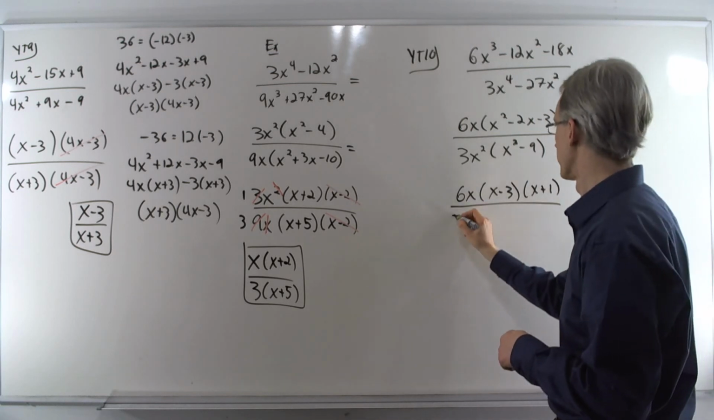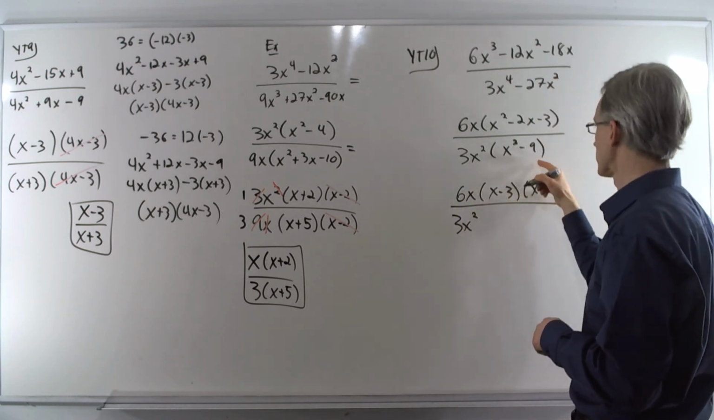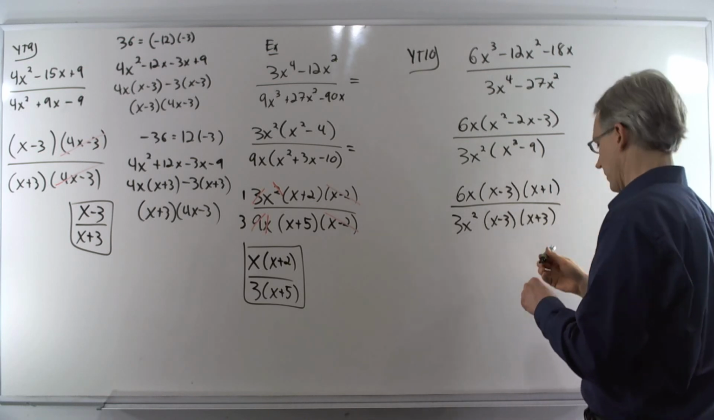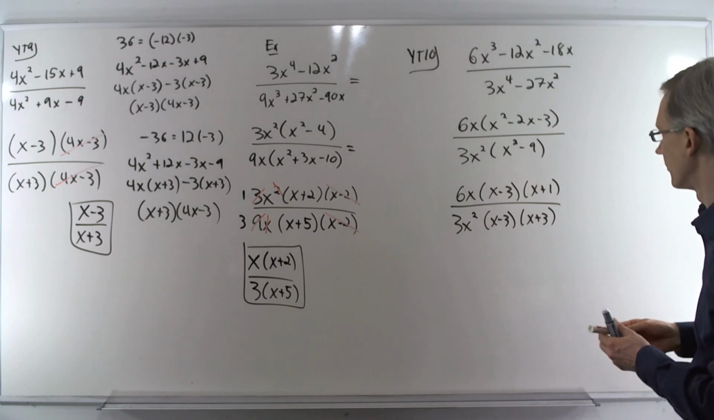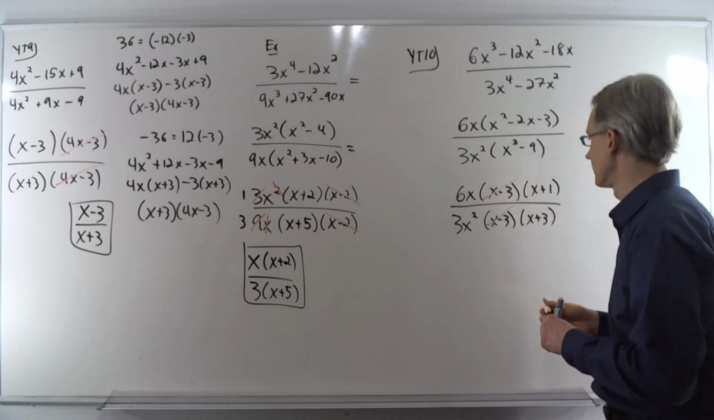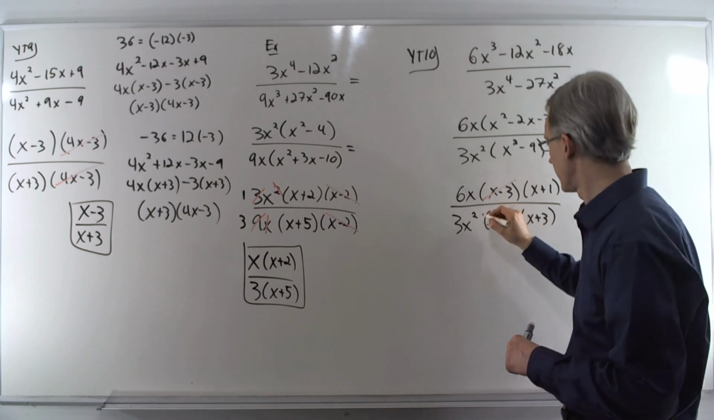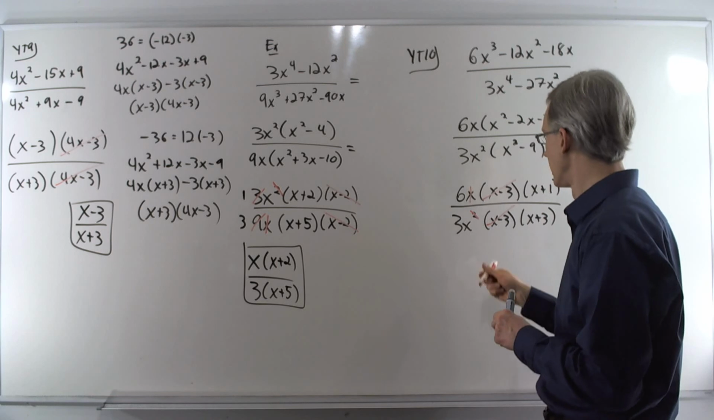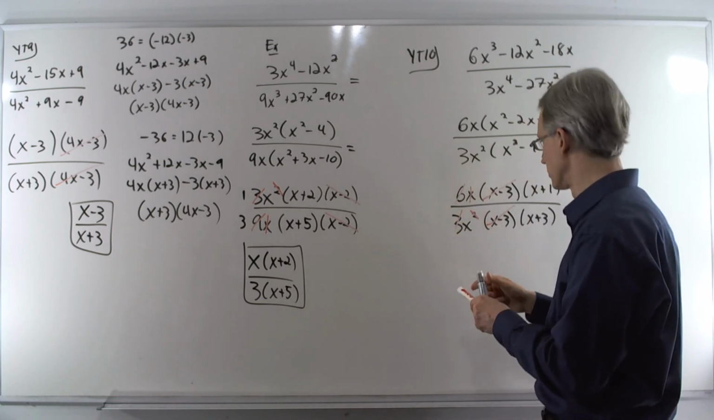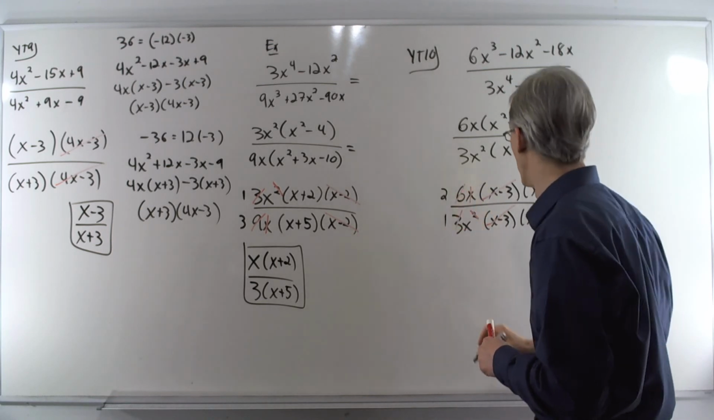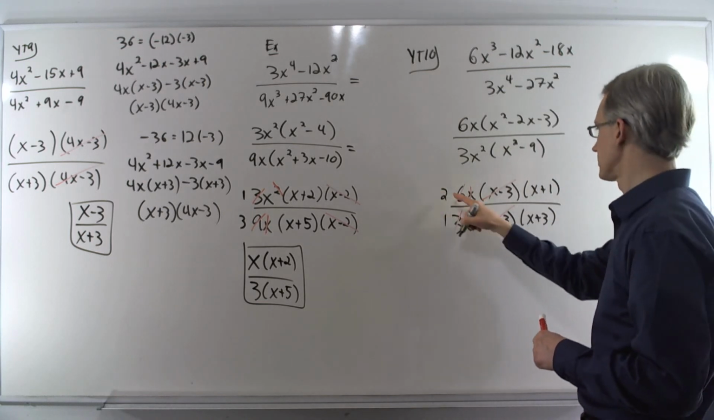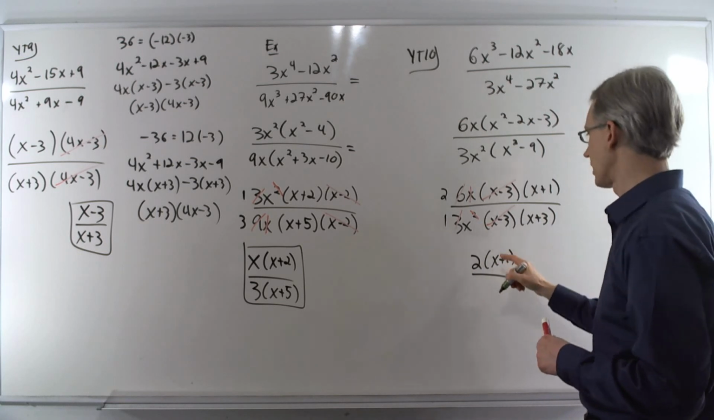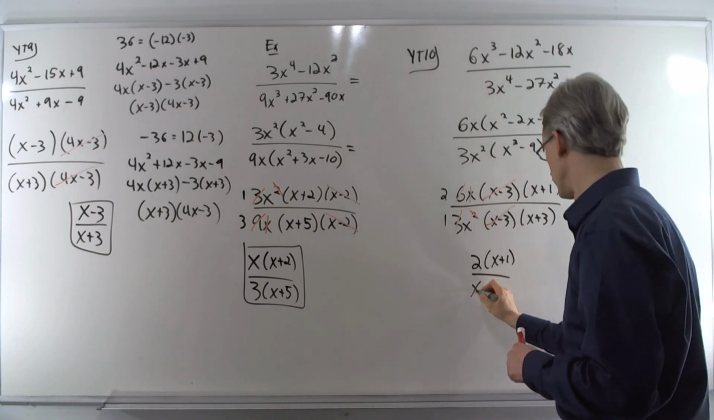And on the bottom, we've got 3x squared, and difference of squares, so that's going to be x minus 3, x plus 3. There's our matching binomial. The x minus 3's are gone. Over here, we've got two x's on the bottom, one on the top, so those are going to go away, leaving just one x on the bottom. And then 6 over 3 turns into 2 over 1. So what remains on top? 2 times x plus 1. And on the bottom, we've got x times x plus 3.